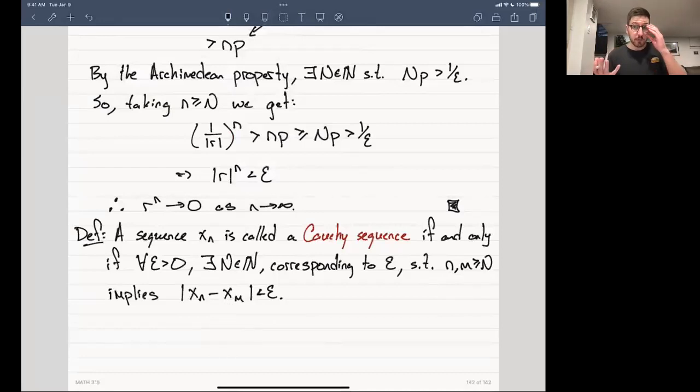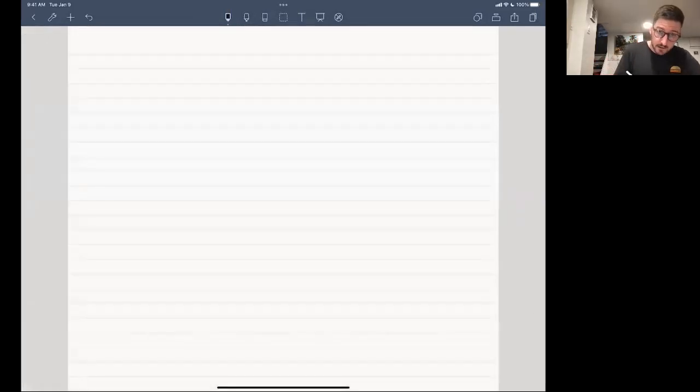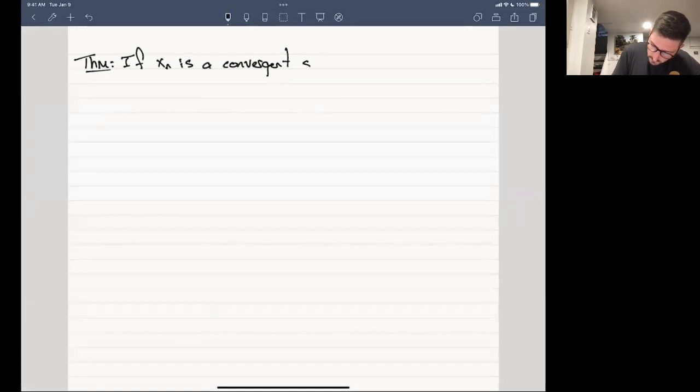Now, a lot of people have trouble with Cauchy sequences because they seem to sort of say something similar to convergence. And in fact, we have the following theorem, which says if xn is a convergent sequence of real numbers, then xn is a Cauchy sequence.